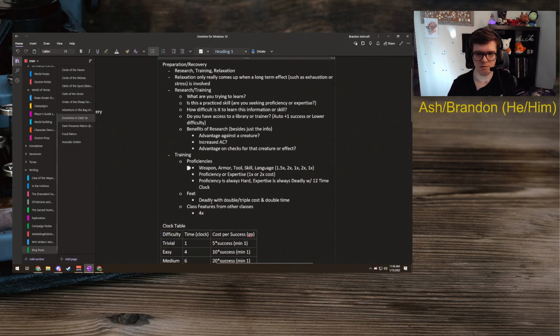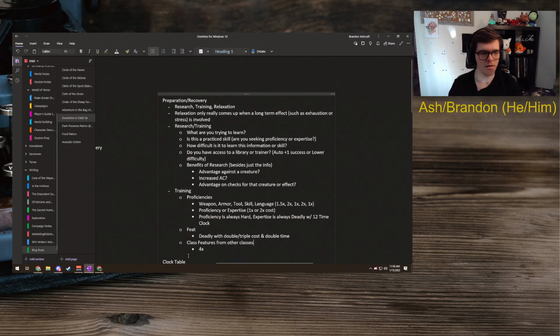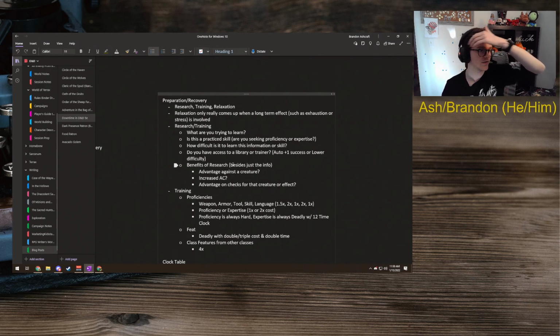So yeah, I think this is a pretty good baseline for preparation and recovery. I think there is more here. As many people as I've heard say multiclassing is crap, I like the idea of having a way to multiclass without multiclassing, at least to steal the good stuff. Yes, I agree with that.